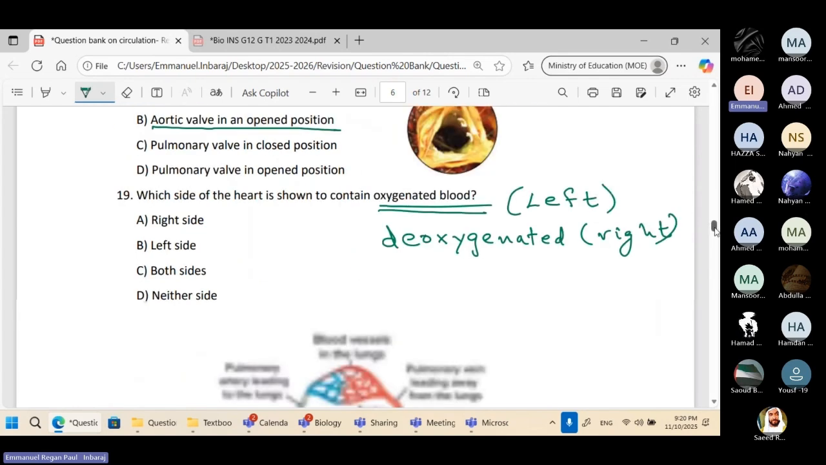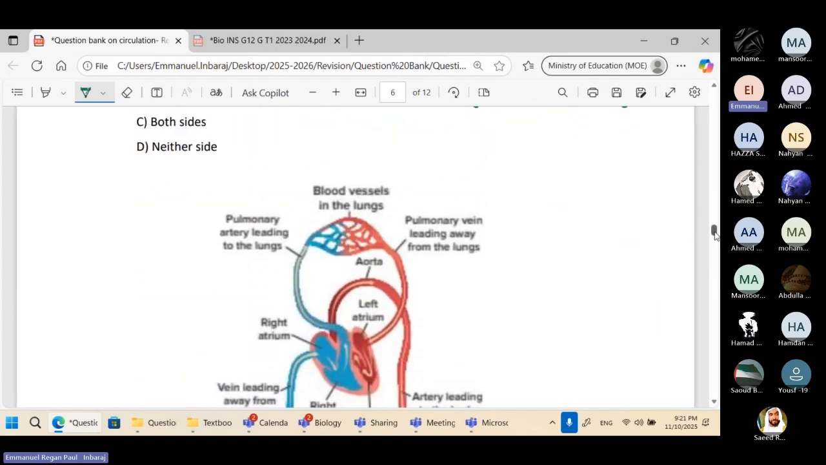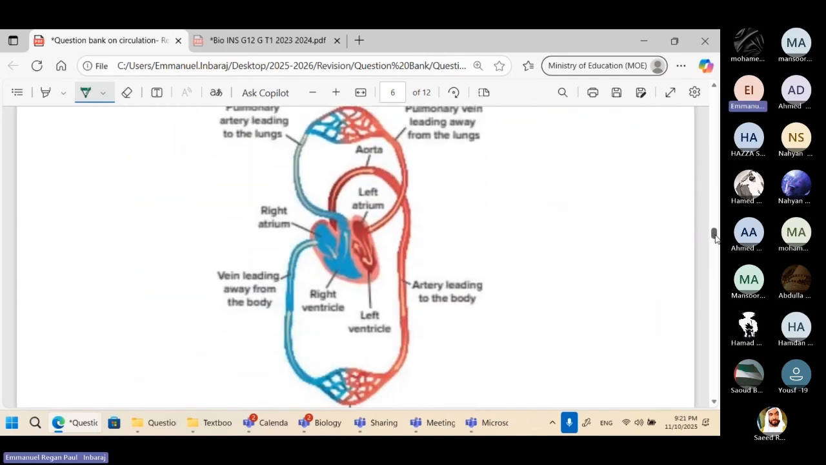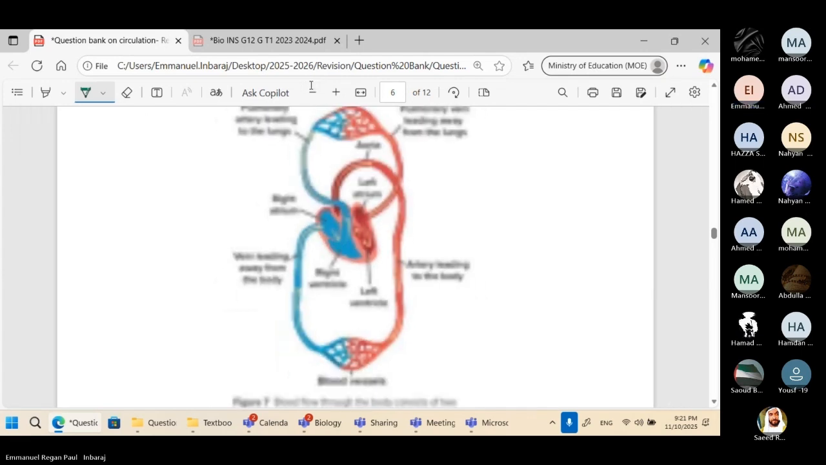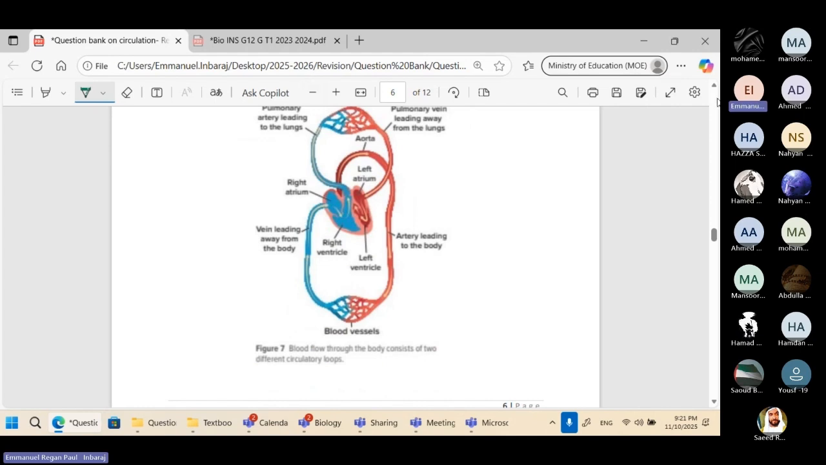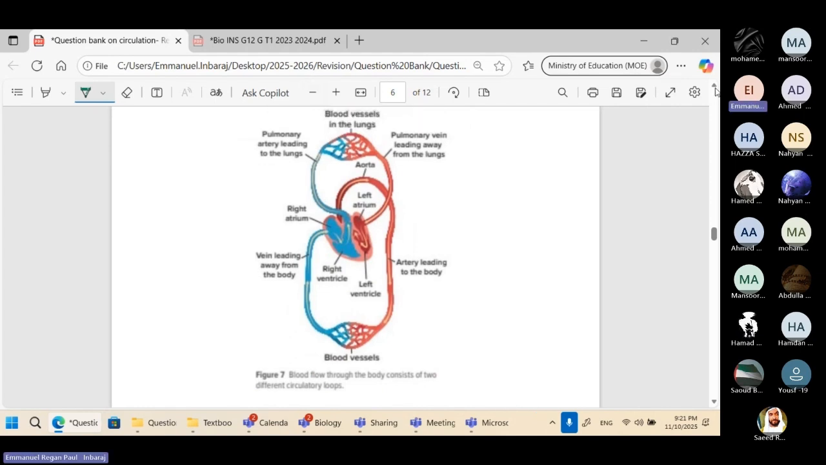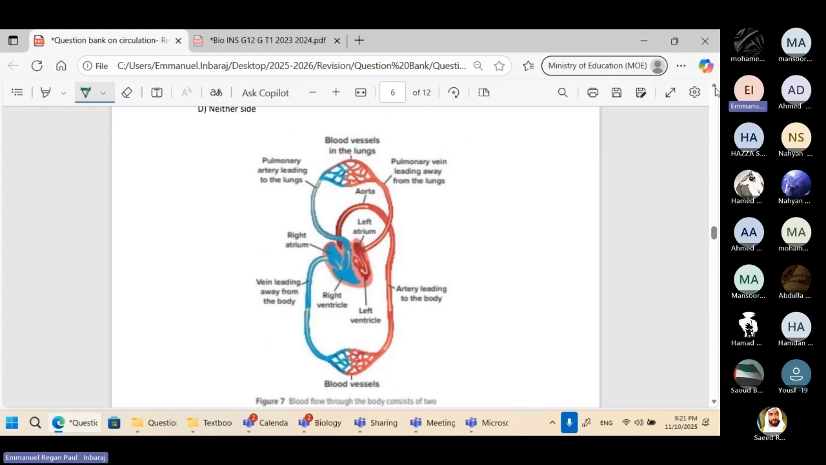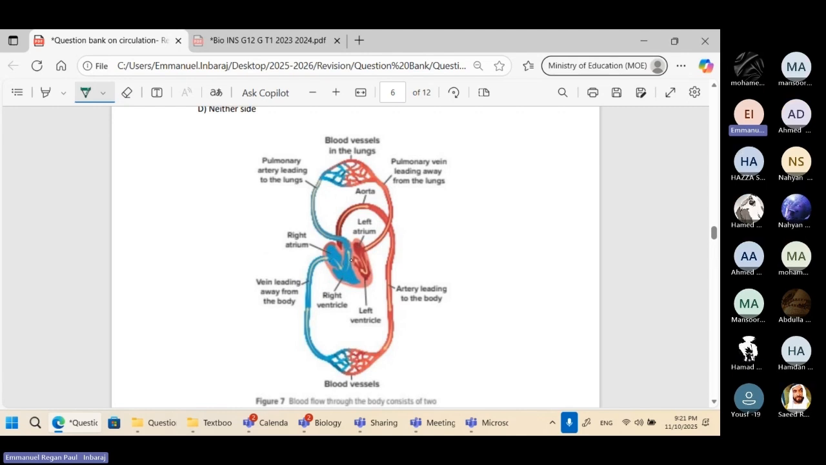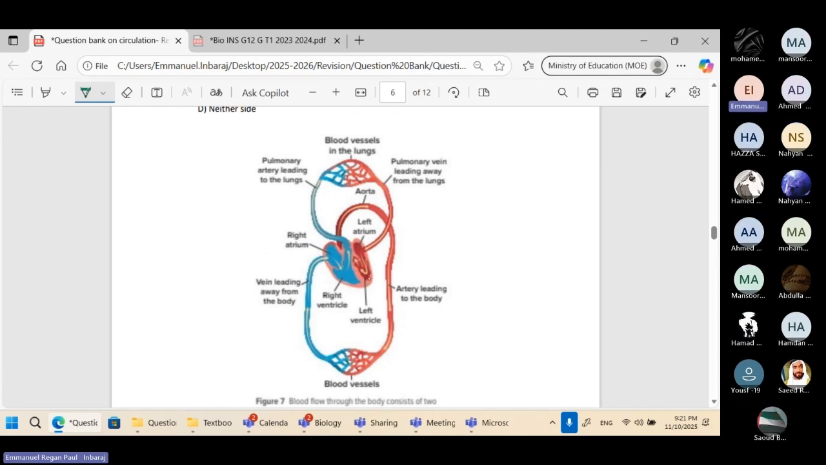Okay. So the next question. Okay, let's go to the next one. I'm going to minimize this a little. This picture, they will give you, because this picture is there in the syllabus. Okay, here we go. See the blood vessels around the heart. Look carefully. You can see here, I told you, the right side is this blue, and the red one is the left side.